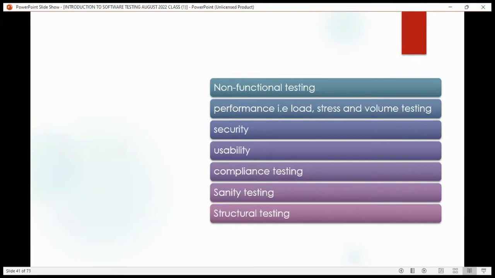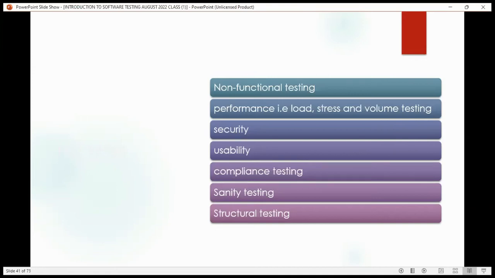Then again, you'll check 50 users, 100, 1,000, 1 million, 10 billion, 20 billion, 1 trillion. So this is the way you check the stress and the volume. There are tools to do it. And also, this is just mimicking data to do it. So that's performance testing. We've got security testing. We've got usability testing. We've got compliance testing. We've got sanity testing. And we've got structural testing. All these are the types of testing that we have.